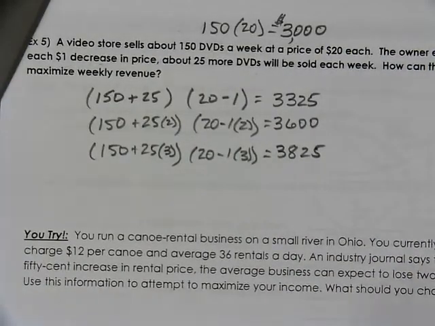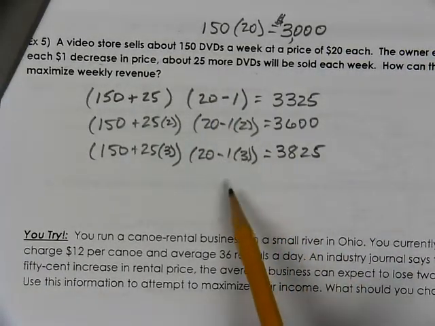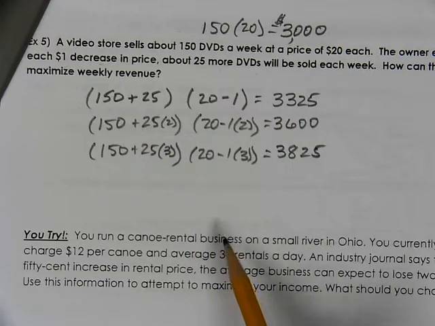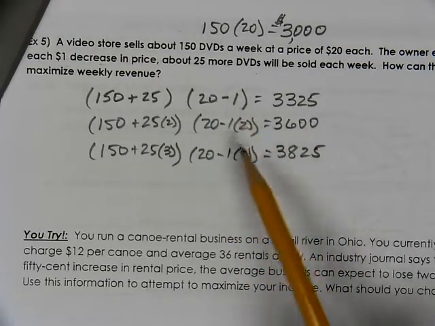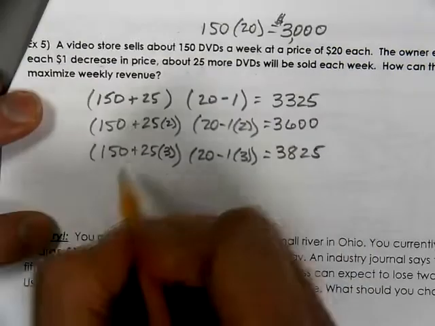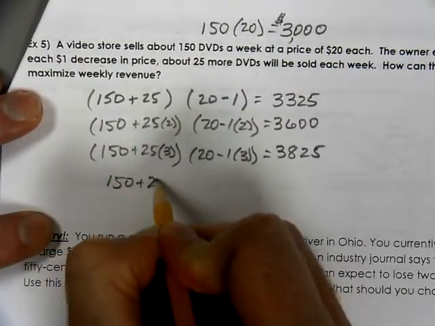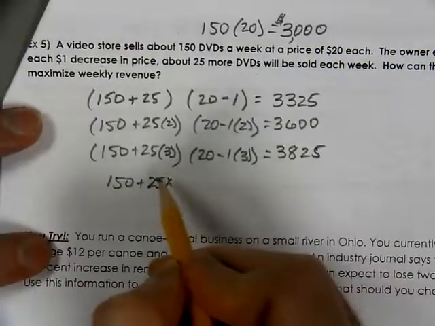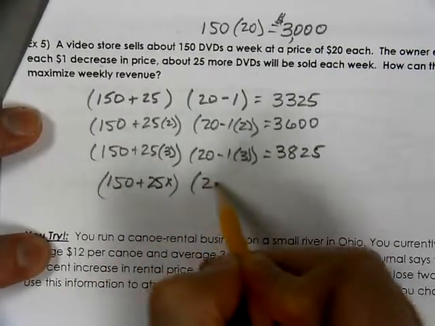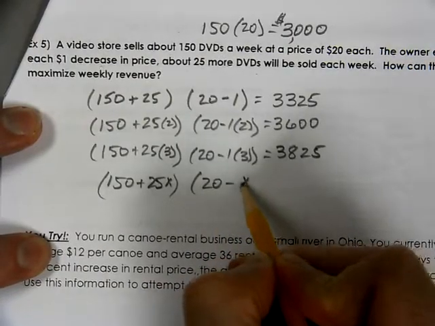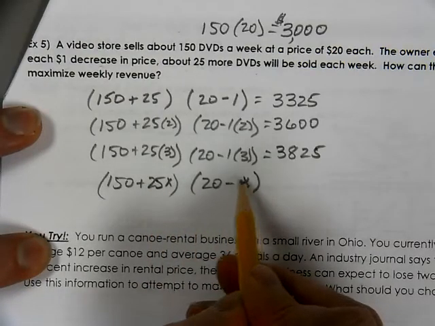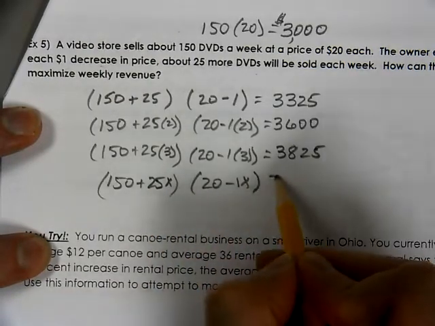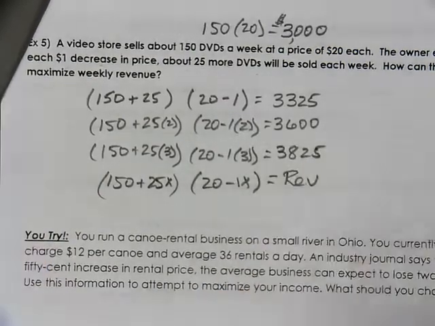Well, if we continue this forever, eventually our money is going to be so low that it doesn't matter how many DVDs we sell. So we got to find out where this is going to balance out. What's going to be the maximum X value? Well, we're looking at 150 plus 25 times some number. We don't know what that number is. 20 minus $1 so many times. We're adding the 25 the same amount of times as we're subtracting the 1. That's going to give us our revenue.